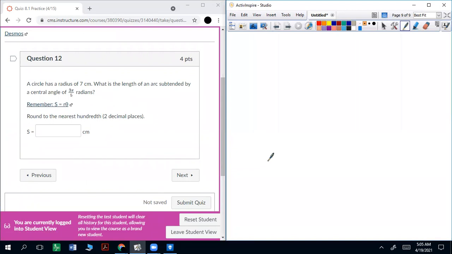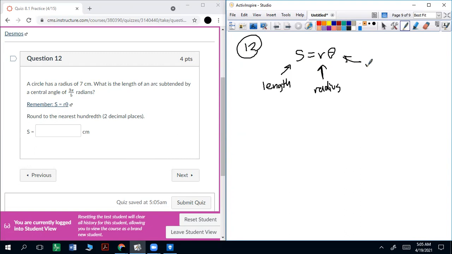All right, number 12 is the last skill on here. The circle has a radius of 7 centimeters. What's the length of an arc subtended by a central angle of 3 pi over 5? And this is your formula: S equals r theta, r times theta. S is your length, r is your radius, and theta is radian.